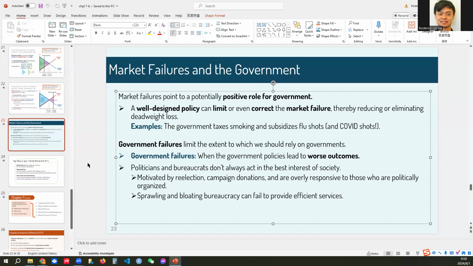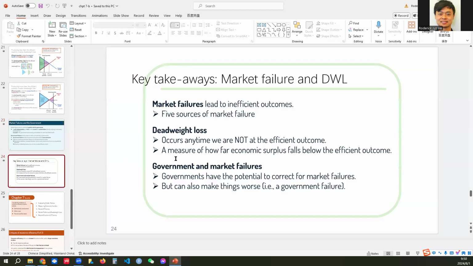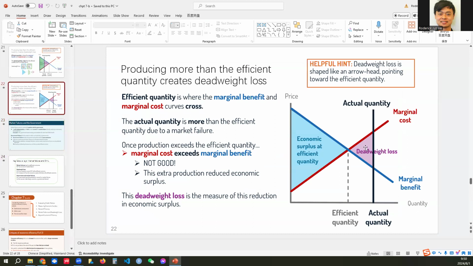So that is the general concepts to understand about the potential failures, and the consequence of that failure is deadweight loss.